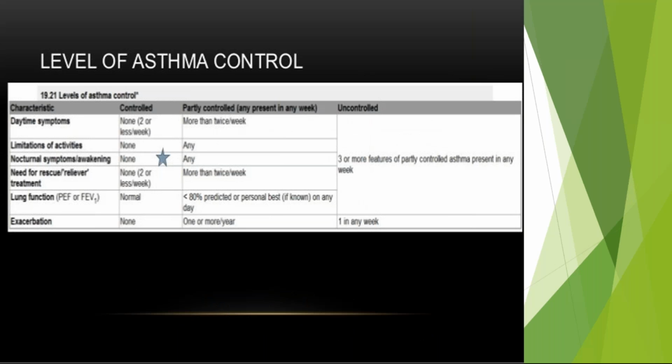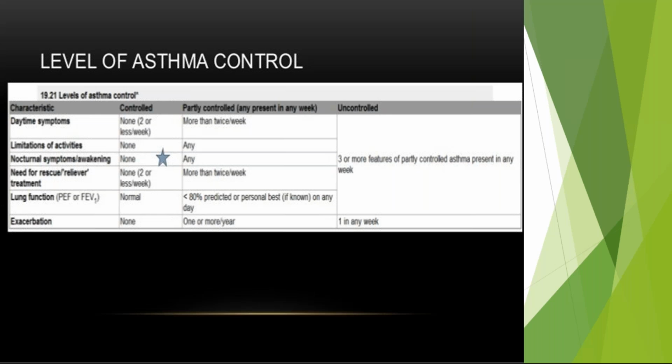Level of asthma control. This is very important to know whether the patient's symptoms are controlled with the medications we are using, or we should escalate the doses, or we should change the medication. We will come to know this by assessing the level of asthma control. Level of asthma control is mainly based on the symptoms, daytime symptoms, limitation of activities, nocturnal symptoms, need for rescuer or reliever treatment, and based on the lung function and number of exacerbations.